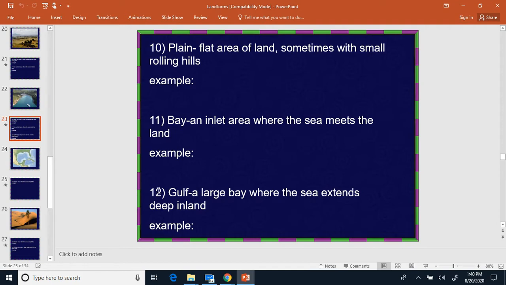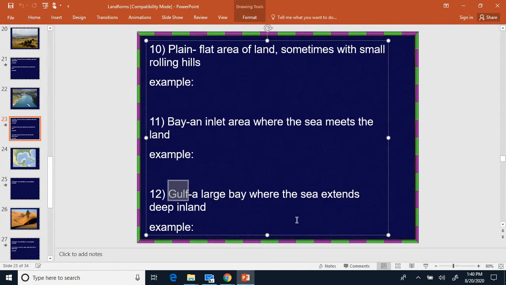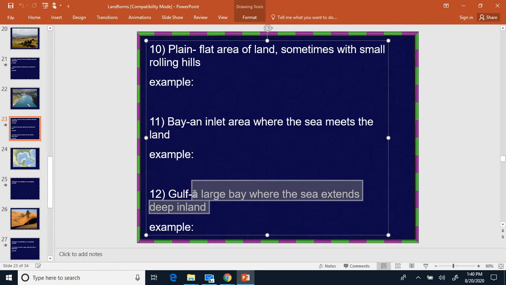All right, next bullets. Gulf. So make a bullet and write down gulf. And then make a 1. A large bay where the sea extends deep inland. So a gulf is just a large bay where the sea extends deep inland.